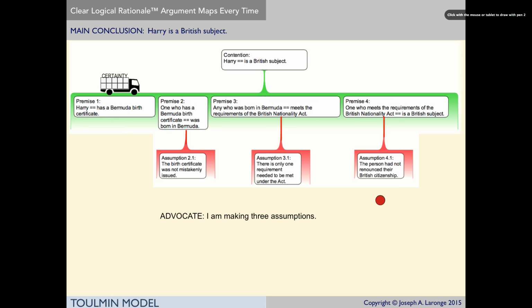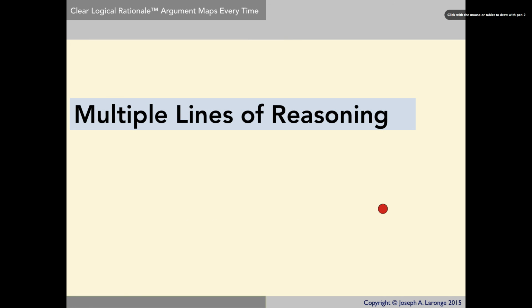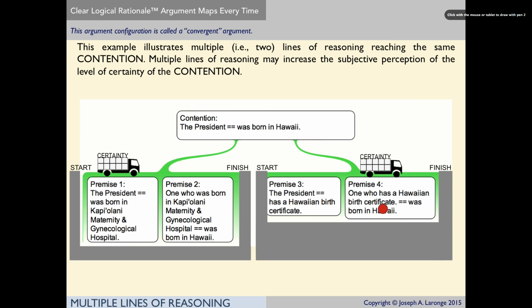So the logic bridge provides that structure for you so that you always know you're creating a clear and logical argument. Well, you can also have multiple lines of reasoning that support a particular contention. Here, this example illustrates 2 lines of separate reasoning reaching the same contention. So multiple lines of reasoning may increase the subjective perception of the level of certainty of the contention. So here we have the same contention. The president was born in Hawaii, and we have 2 logic bridges, each providing separate support to that contention.